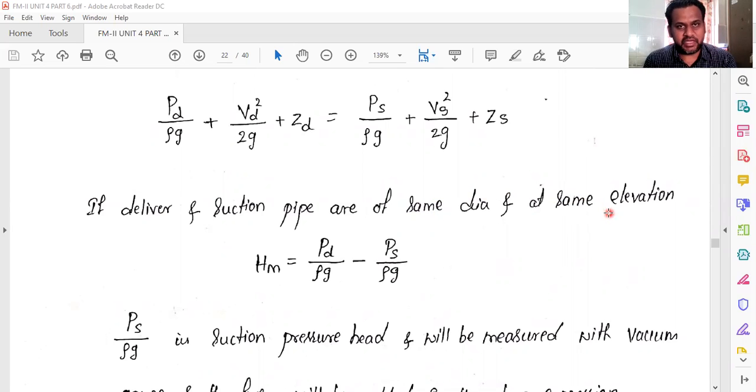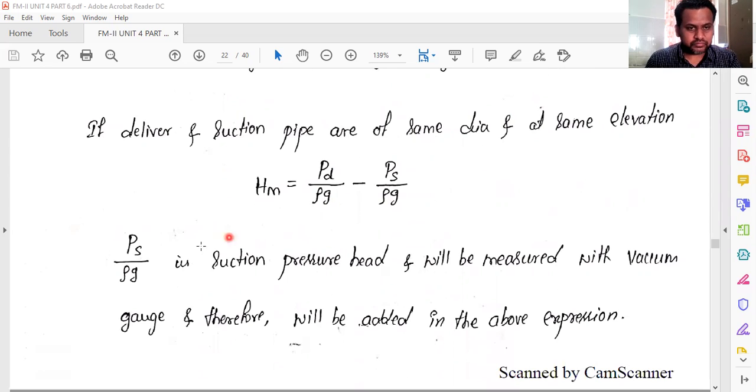all these terms are gone. Velocity will remain the same, correct? Elevation also becomes zero, no difference. So only the pressure difference comes into the picture. That is, the manometric head is equal to PD by rho G minus PS divided by rho G, where PS divided by rho G is the suction pressure head and will be measured with a vacuum gauge and therefore will be added in the above expression.